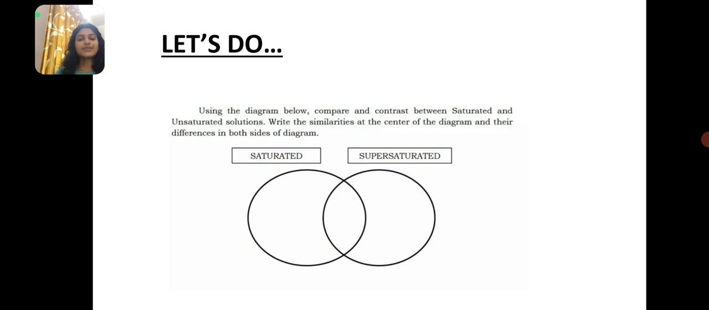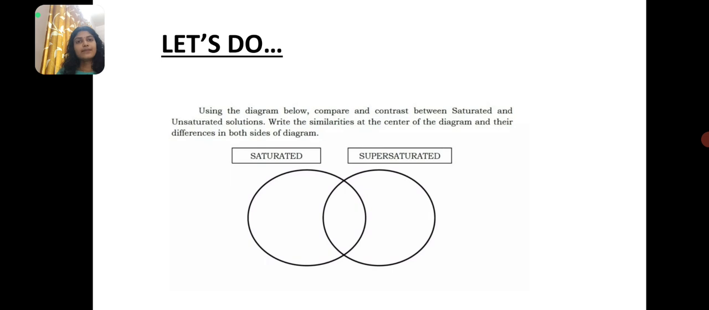So before we wind up today's class, let me give a small homework question. The Venn diagram given here has two circles, one for saturated solution and one for supersaturated solutions. You have to compare and contrast these two types of solutions. In the middle section, write the similarities, that is what is common in both. On the left side, write the features of saturated solution and on the right side, write the features of supersaturated solutions. You can use today's class notes, your textbook or your own understanding.